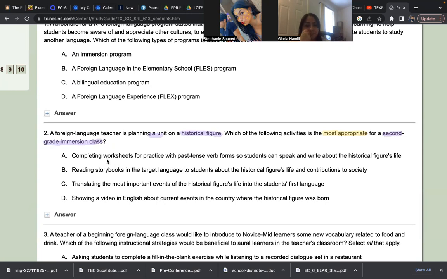Okay, so we have completing worksheets for practice with past tense verb forms so students can speak and write about the historical figure's life. Reading storybooks in the target language to the students about the historical figure's life and contributions to society. Translating the most important events of the historical figure's life into the students' first language. Showing a video in English about current events in the country where the historical figure was born.